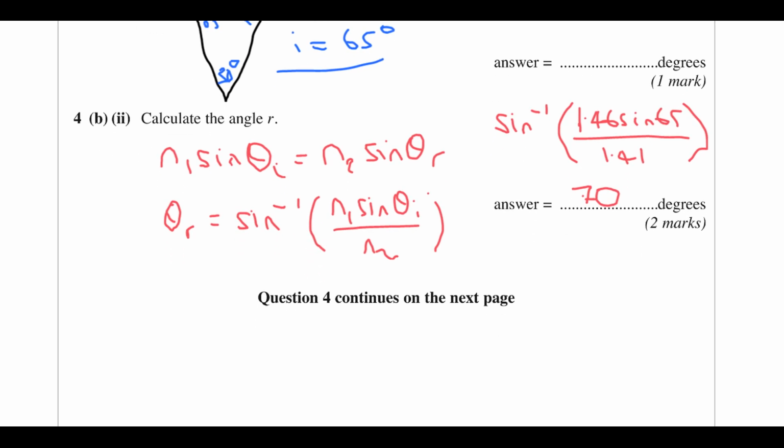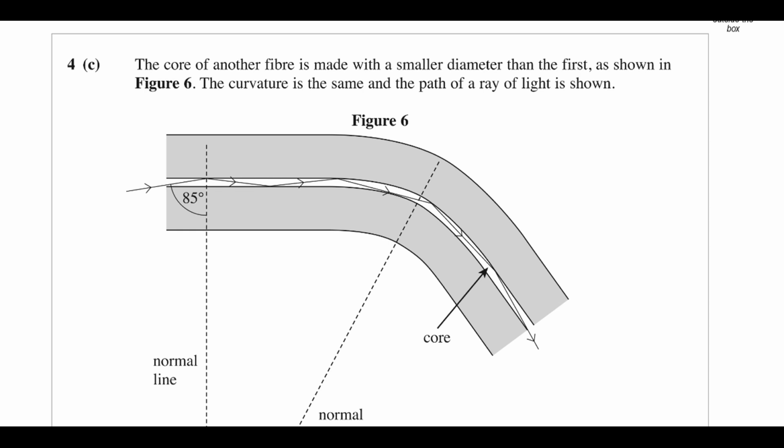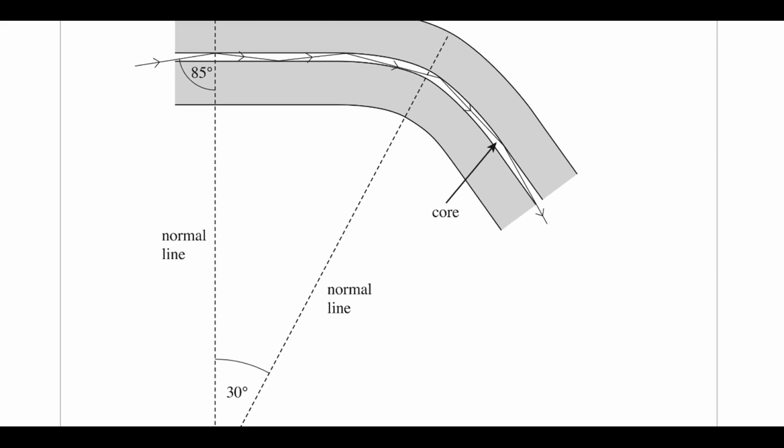All right, let's carry on. The core of another fibre is made with a much smaller diameter as shown, but otherwise everything else is the same.